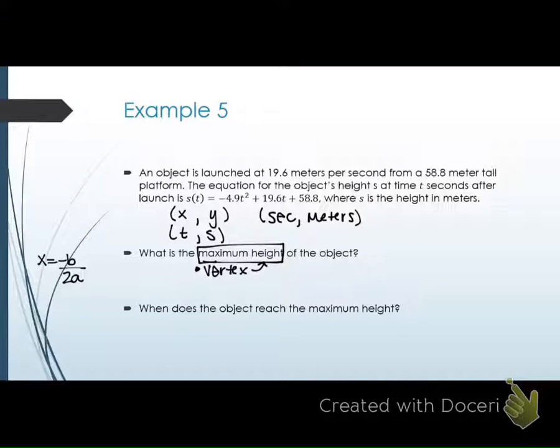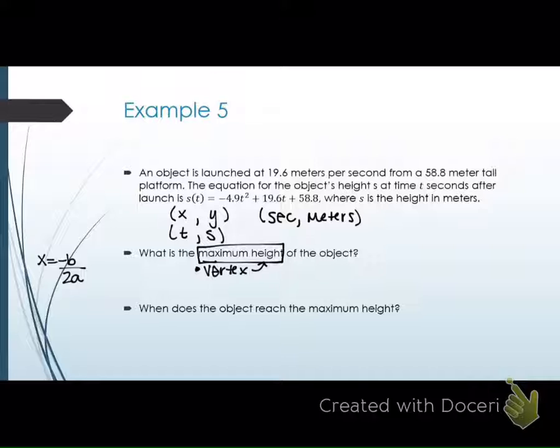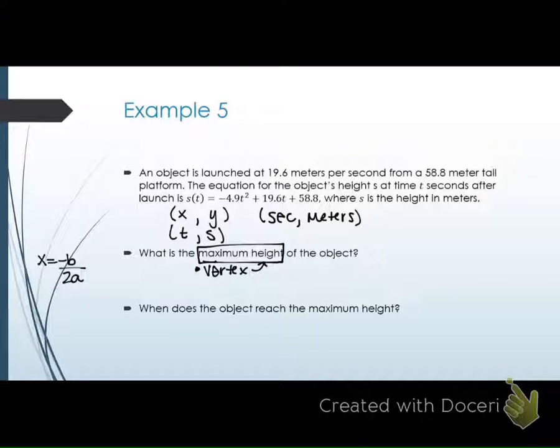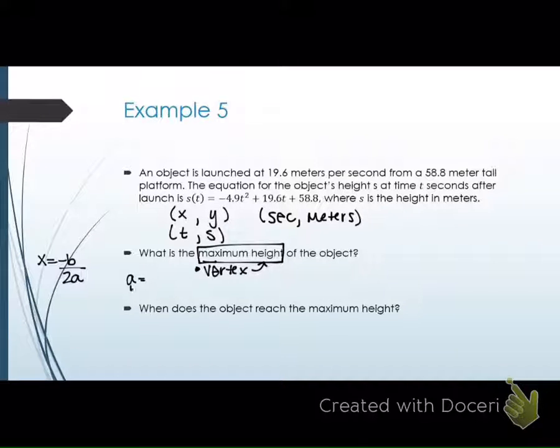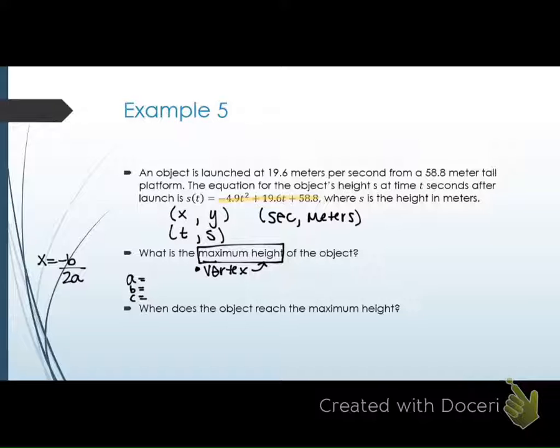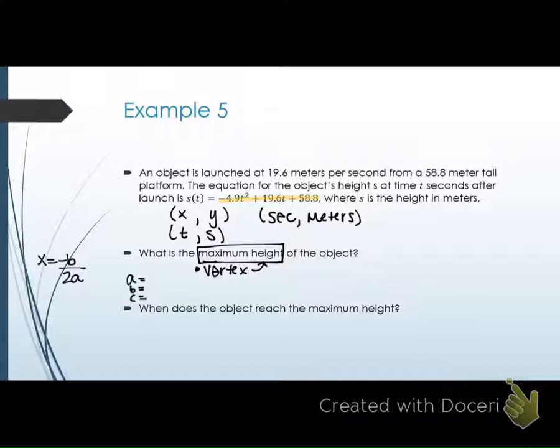Which coordinate of the vertex do you need if you're finding the maximum height? x or y? Y. So first we have to find x to find y. So what is my a, my b, and my c in the equation given to me here? What are a, b, and c in the equation given to me here?